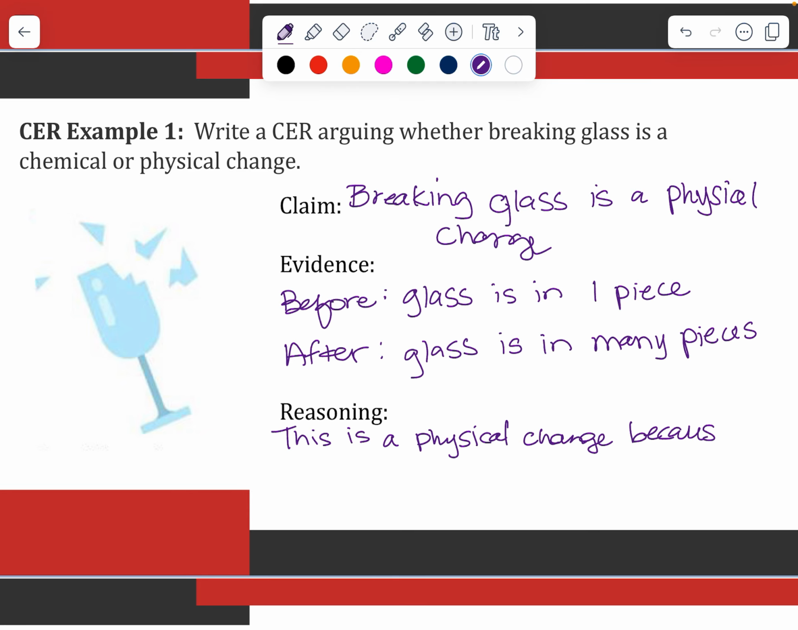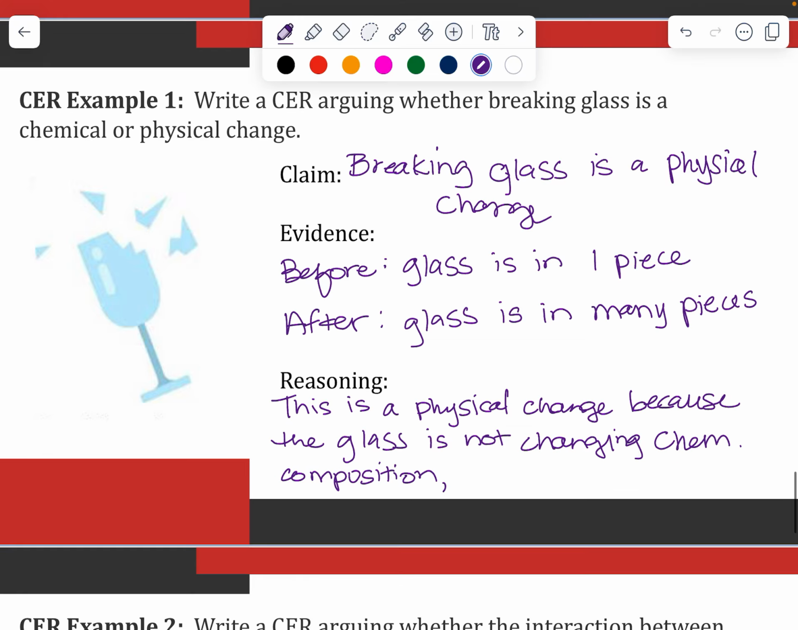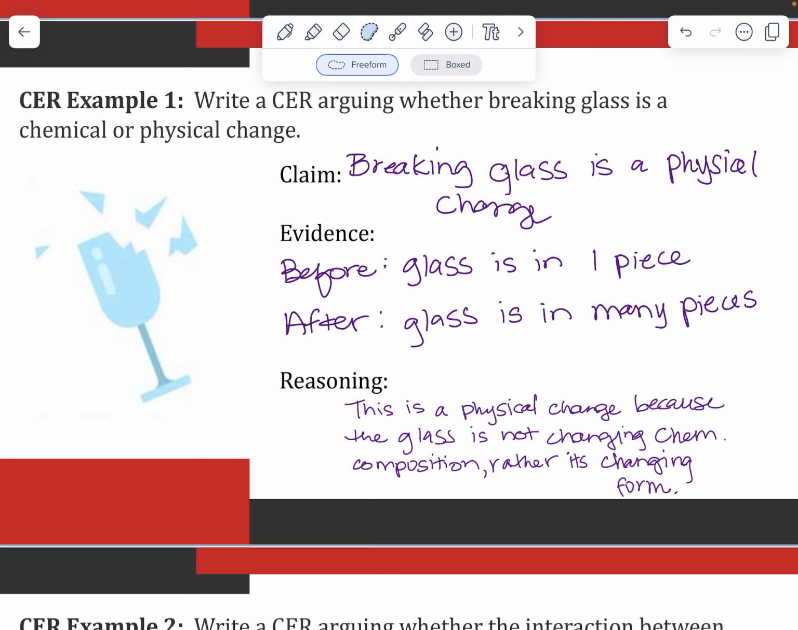Because the glass is not changing chemical composition. Rather, it's changing form or shape. And remember that shape is a physical property. Like that.